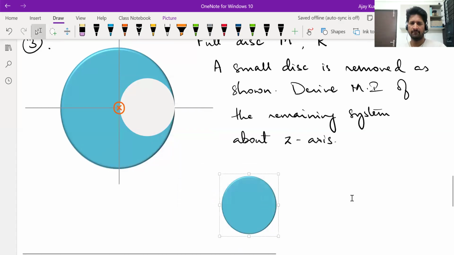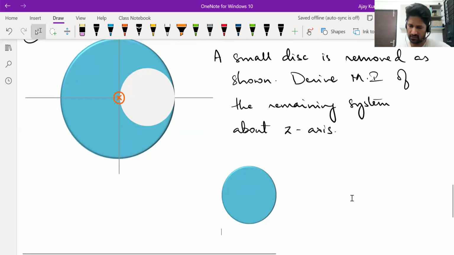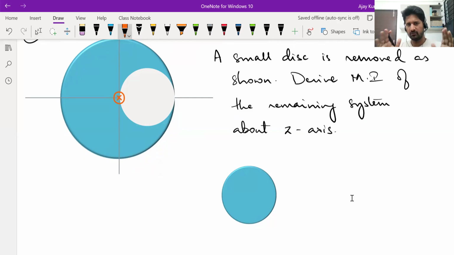R by 2. R by 2, correct. And see where the axis is. You can't change the axis. You want the moment of inertia of the remaining system about the z-axis.